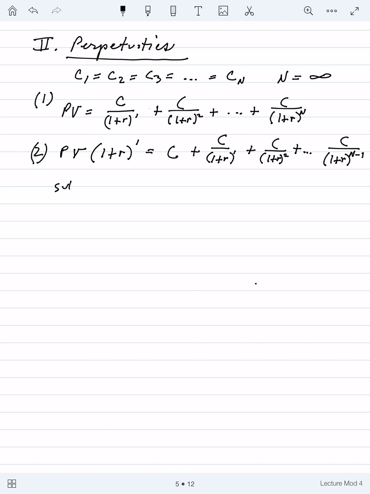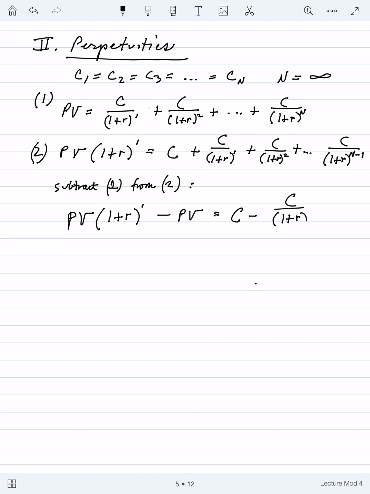Now you can subtract equation 1 from equation 2. If you do this, you'll get the present value times 1 plus r to the first, minus the present value. And you see that's equal to C minus C, and there's only one slight difference between those two equations. It's C over 1 plus r to the n.